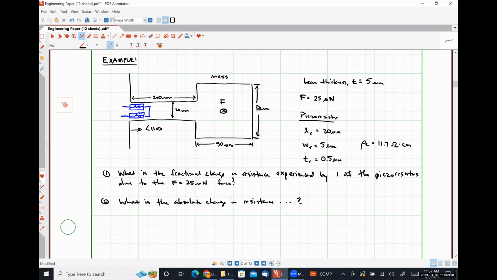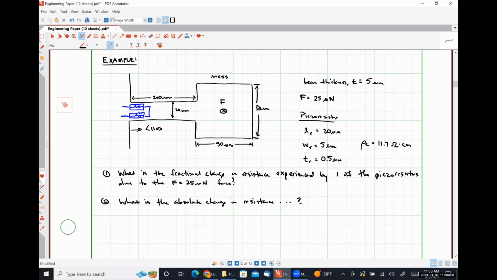The dimensions of the piezoresistor are actually critically important as well, and we're going to talk about that in a little bit more detail. But a couple of things that it is important to note here is that the thickness of the piezoresistor needs to be appreciably smaller than half of the thickness of the beam itself. Anybody have any thoughts on why that might be important?